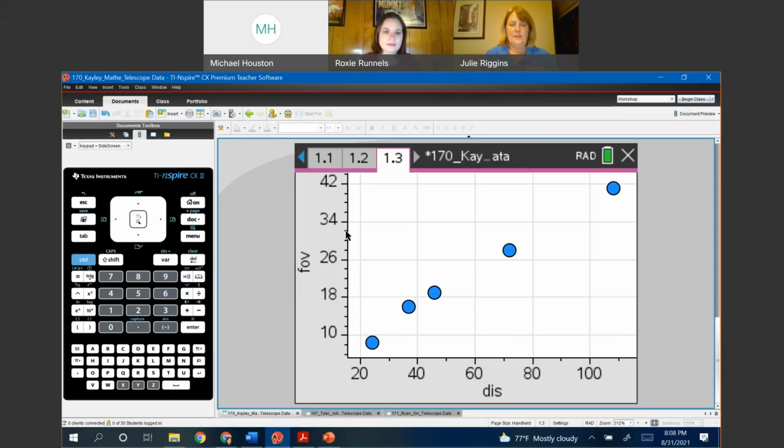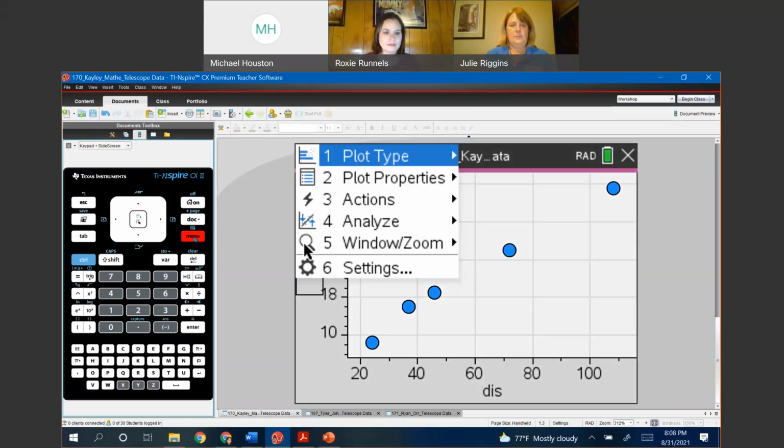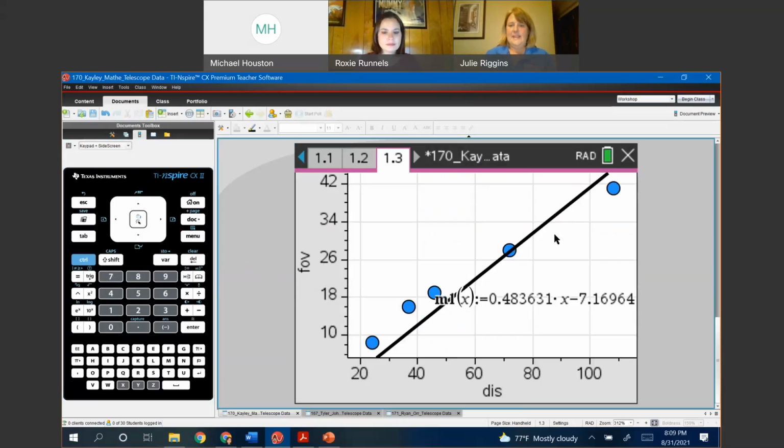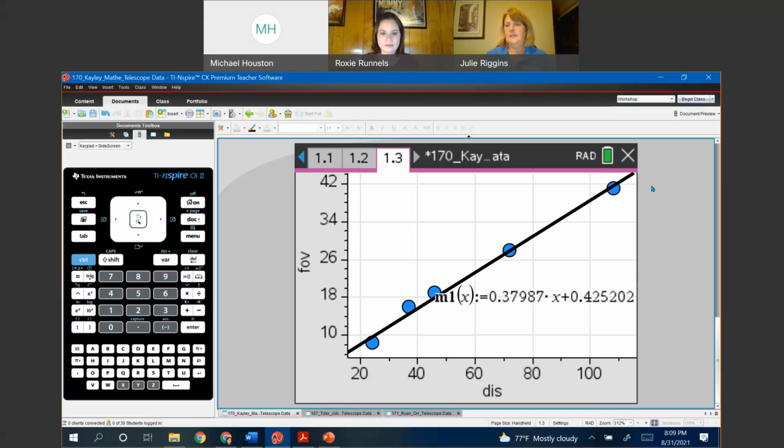Okay, so the next thing we are going to do is insert a movable line. We're going to analyze our data with a movable line. So we're going to go to Menu and Analyze. And here's where you would choose regression if you wanted to do that. But we are going to do a movable line. The Nspire will just put the line anywhere on there. Then the students will grab the ends of the line, like that, and try to get a pretty good fit. That didn't look too bad right there.